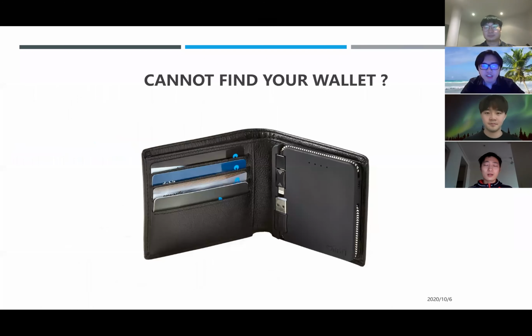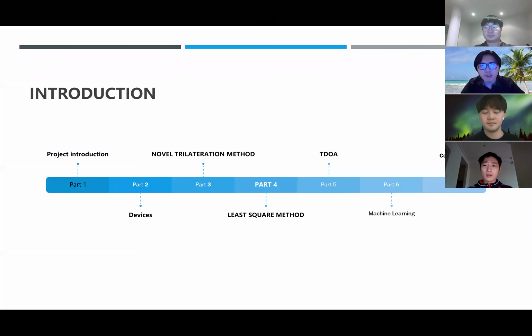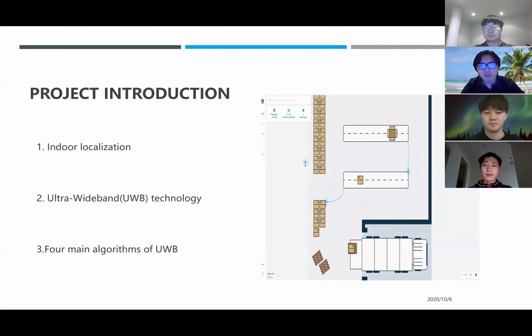Have you ever met this kind of condition? Want to go out shopping and cannot find your wallet? Actually, our study on this technology can solve this problem perfectly: the ultra-wide bandwidth locating technology. We mainly introduced 7 parts of our project.